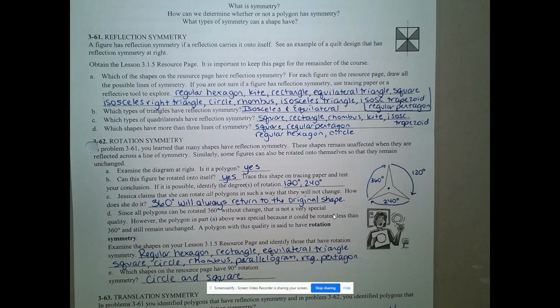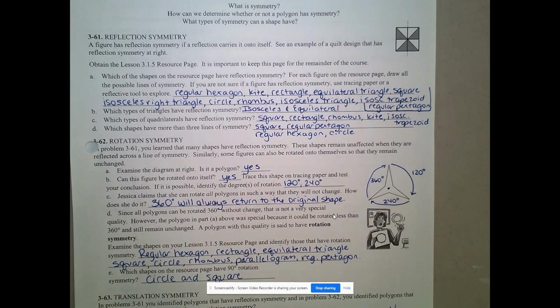Now, regular means all angles and all side lengths are the same. So for your entire lives, you've looked at a square and not realized that that's a regular quadrilateral, or an equilateral triangle. That is also a regular triangle, meaning sides are the same, angles are the same. Triangles that have reflectional symmetry, they either have to be isosceles or equilateral. Types of quadrilaterals that have reflectional symmetry, the square, the rectangle, the rhombus, the kite, and the isosceles trapezoid.